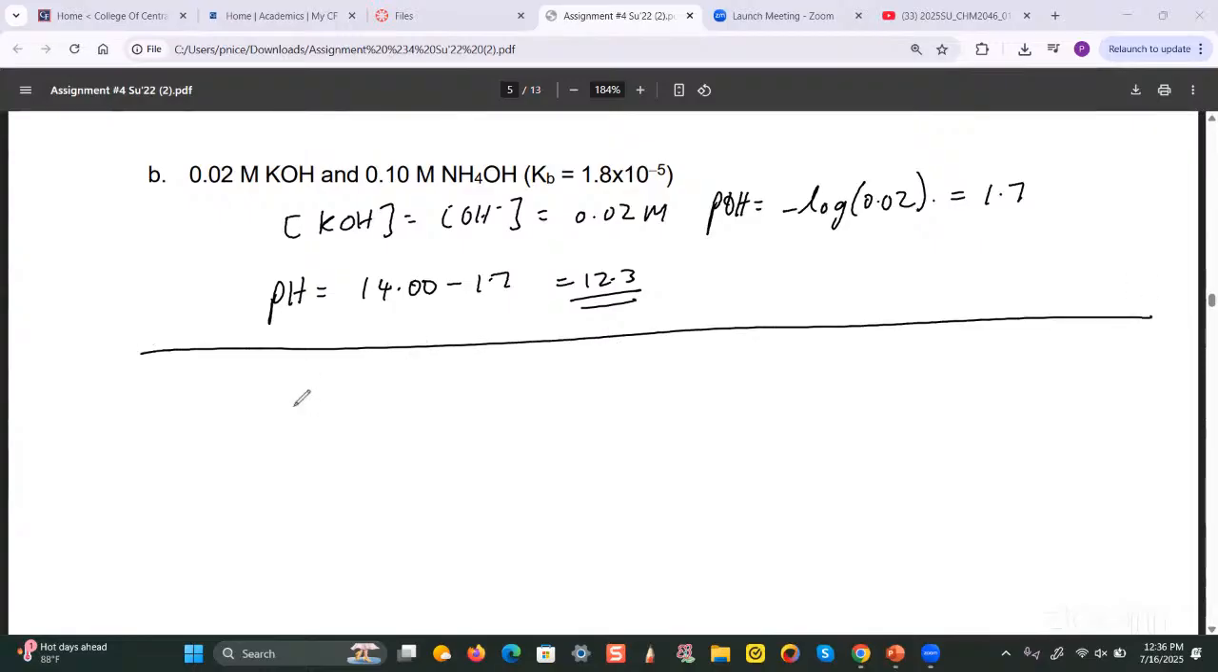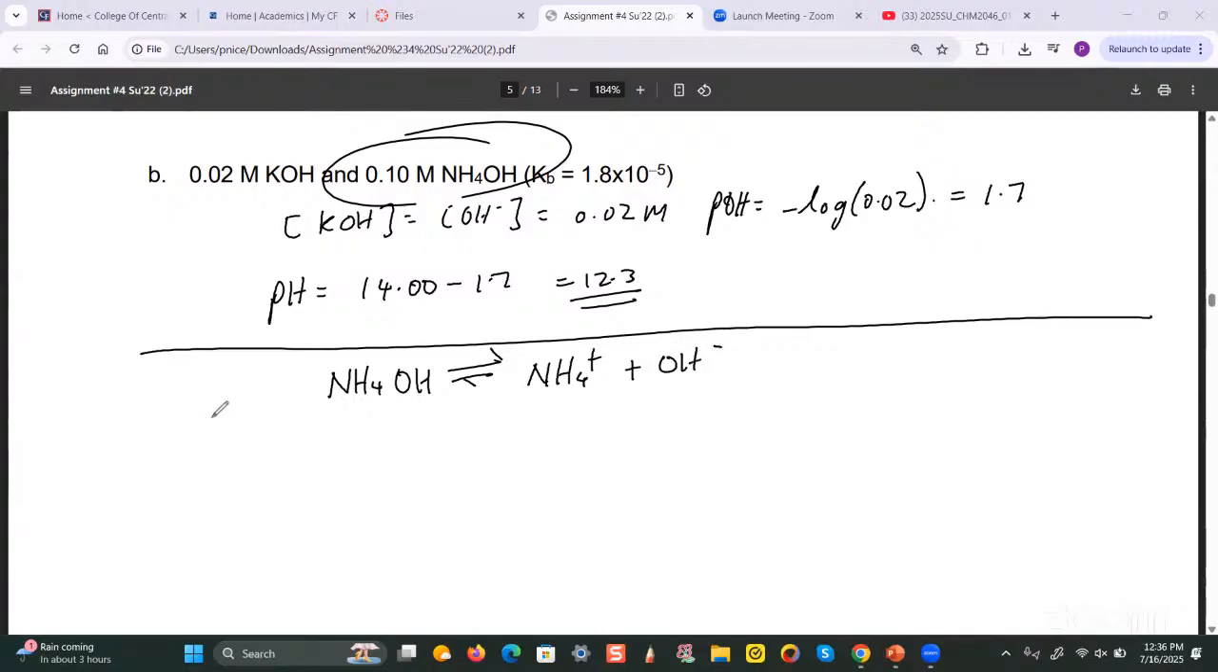Now, what about for the ammonium hydroxide? What's the first step? The weak base, yeah. So we set up an ICE table. Initially, you're going to have 0.10, here you're going to have 0, here you're going to have 0. The change will be minus x, plus x, plus x. And then at equilibrium, you're going to have 0.10 minus x, and here you're going to have x and x.